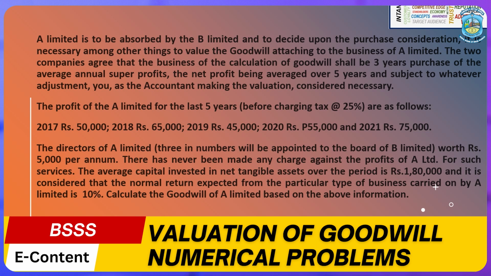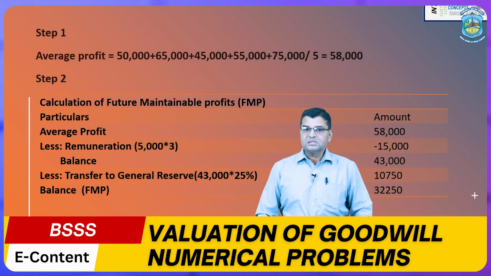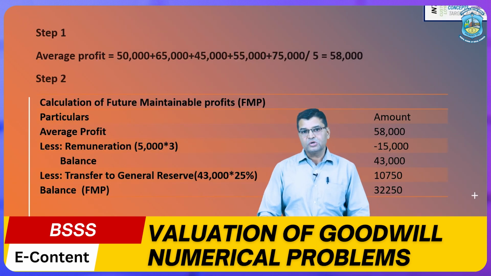So for such services, the average capital invested in net tangible assets over the period is rupees 1,80,000. Here the average capital employed is given as rupees 1,80,000, and the rate of return is already given as 10%. So it will be used to calculate normal profit. Let us understand the solution of this numerical question.